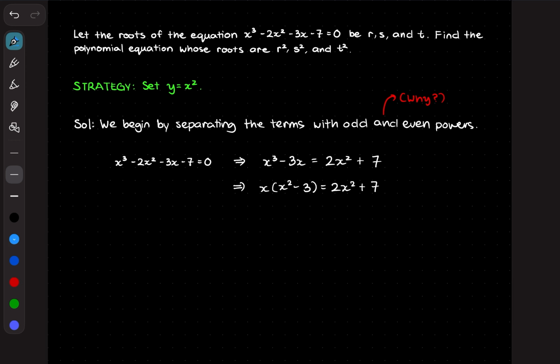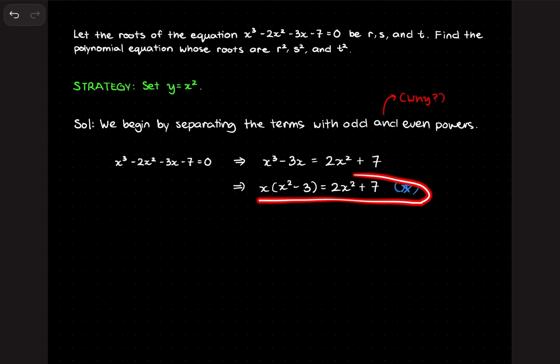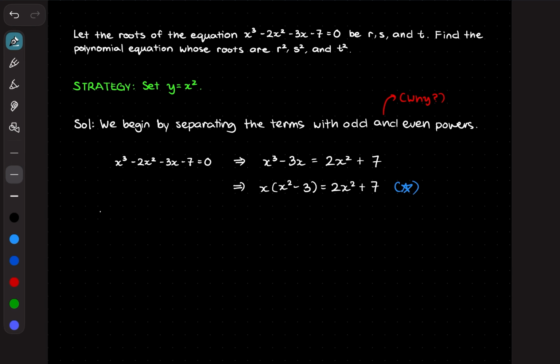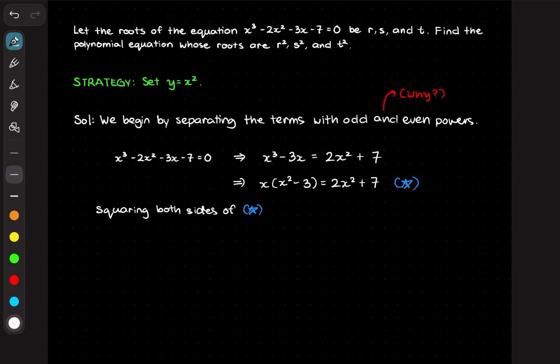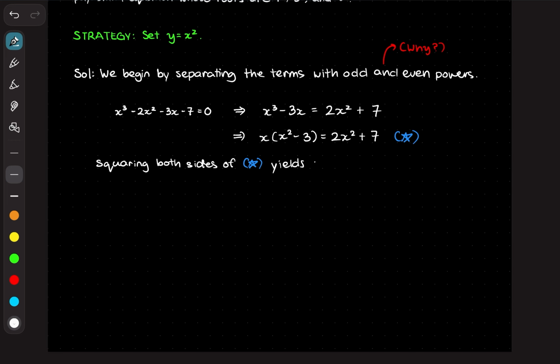And then from here, what we can do next is we first denote this to be a star. And then what we'll do is square both sides of this. So why will we do that? So let's write here, squaring both sides. If we square both sides, this yields the following equation. We'll have here x squared times x squared minus 3 squared equal to 2x squared plus 7 squared.